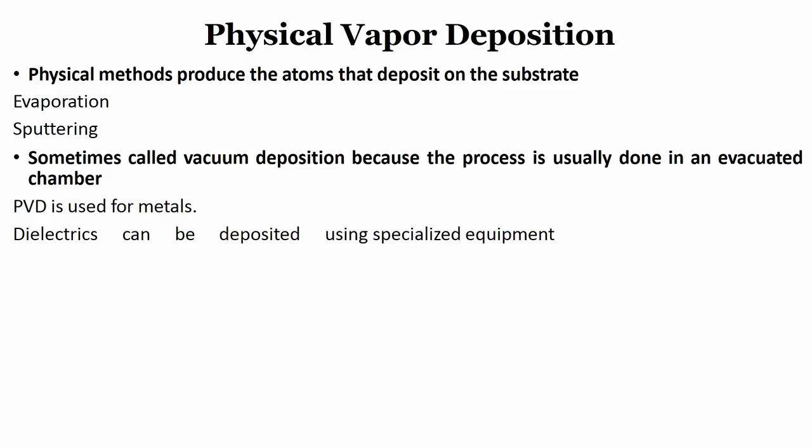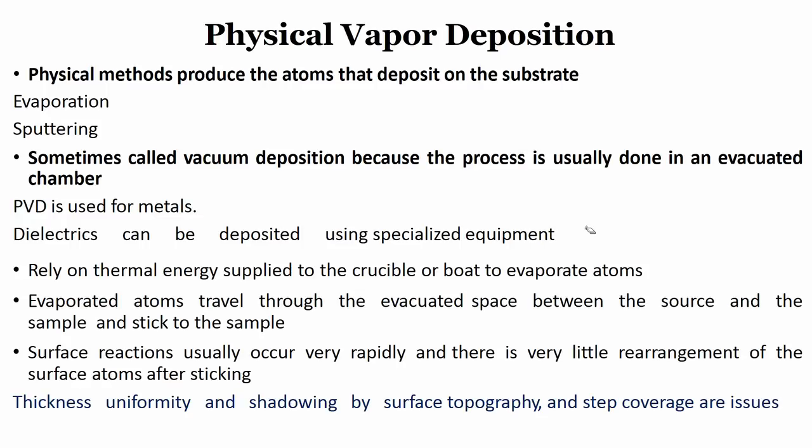Now, most of the time physical vapor deposition is used for metals. However, dielectrics and some semiconductors can be deposited using some specialized equipment. We will see how you can deposit dielectrics or semiconductors using physical vapor deposition. Okay. So, this thing is easy. Now, let us see further.